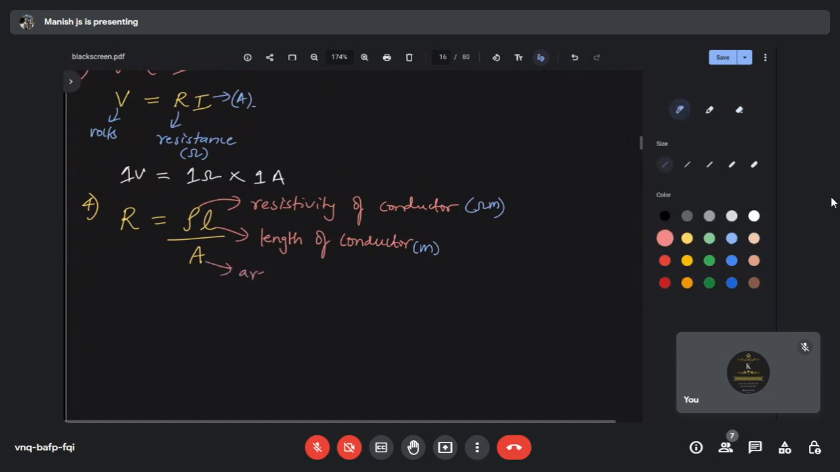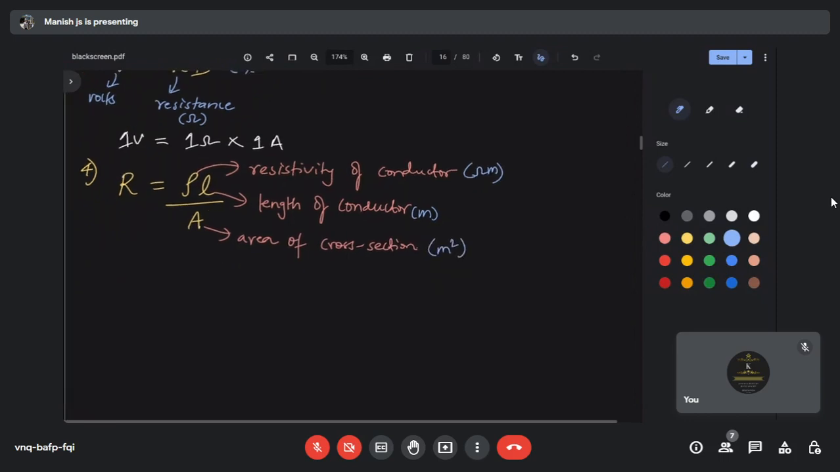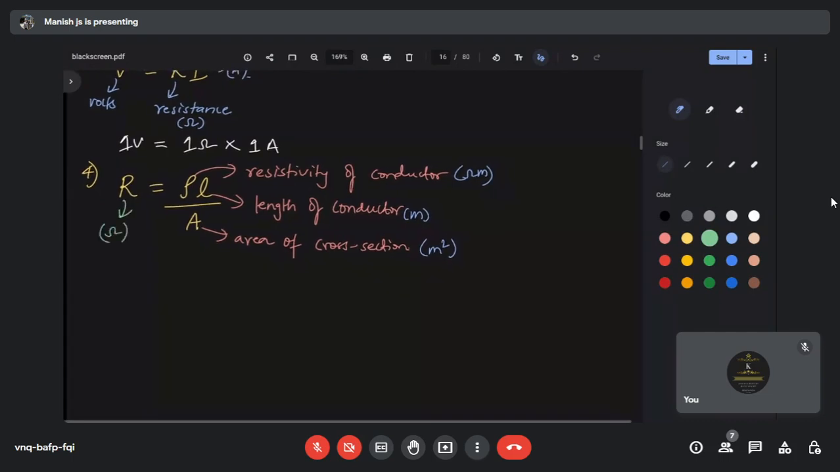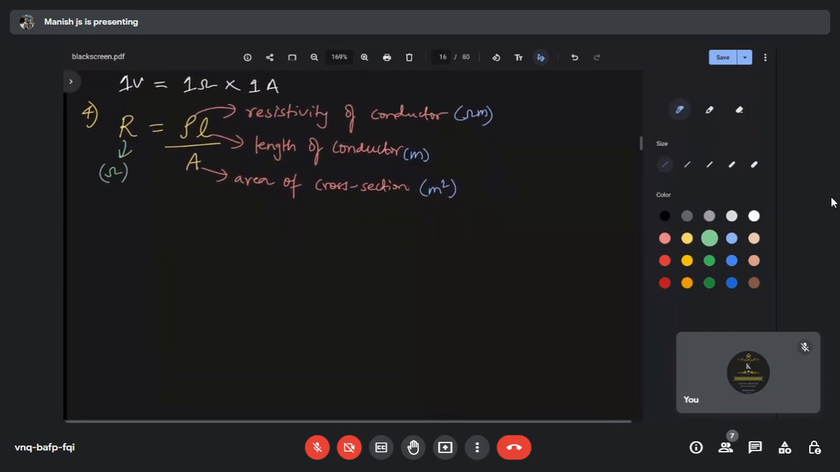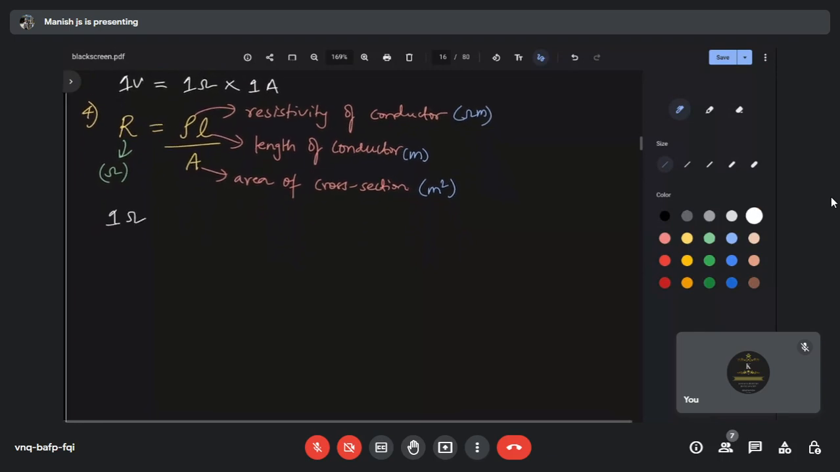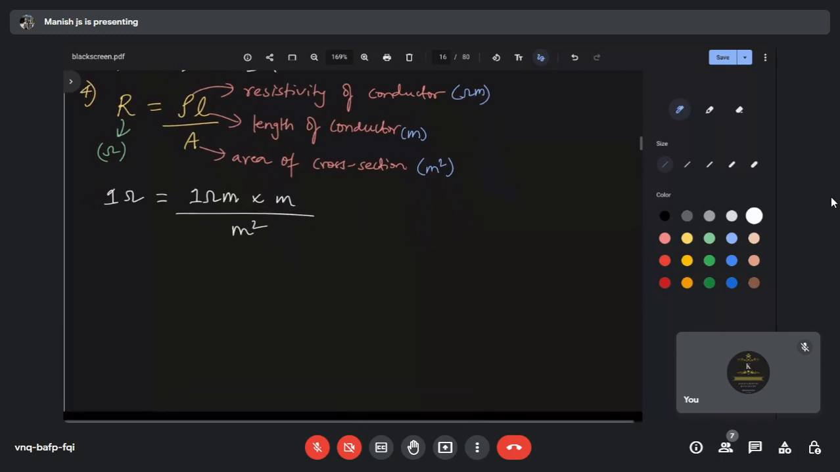And A is area of cross section. The unit for area of cross section is meter square, and resistance, as usual, is in ohms. So this is the relationship. You can say 1 ohm is equal to 1 ohm meter times meter upon meter square. You can see that it is the same on both the sides.